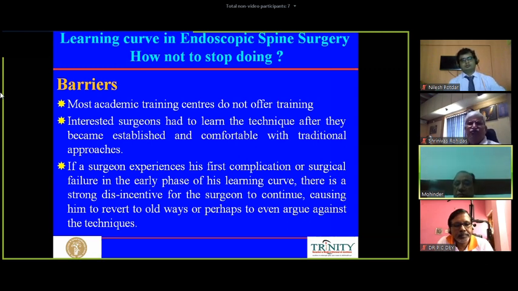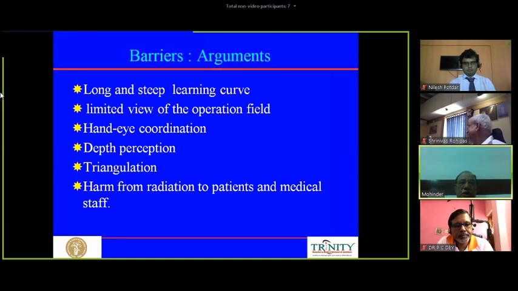These are the issues which I'll be addressing in my presentation: how to address these problems and how to overcome them. So again, the barrier argument is a long and steep learning curve. Why bother? Loupe is good enough, microscope is good enough. The argument again is a limited view of the operative field and hand-eye coordination difficulty.